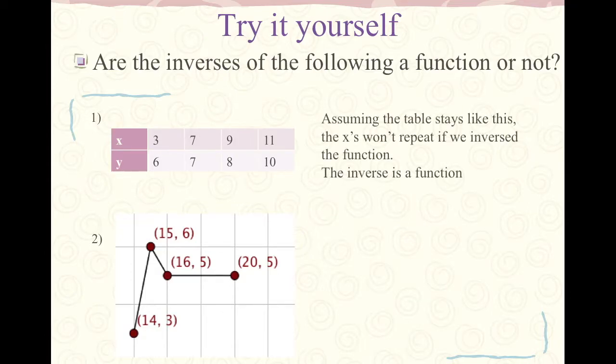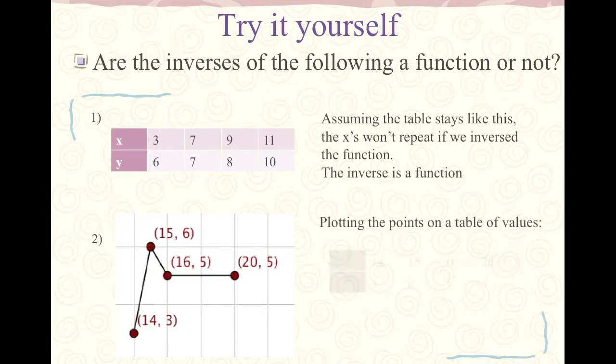In this case, the inverse is a function. If we assume that the table stays like this, the x's won't repeat. If we inverse the function, the inverse therefore is a function. But in the second case, can we check it out, the vertical line test?